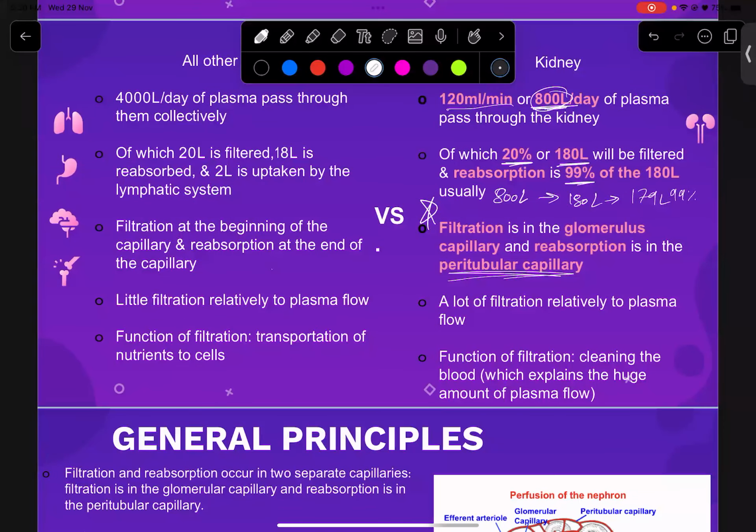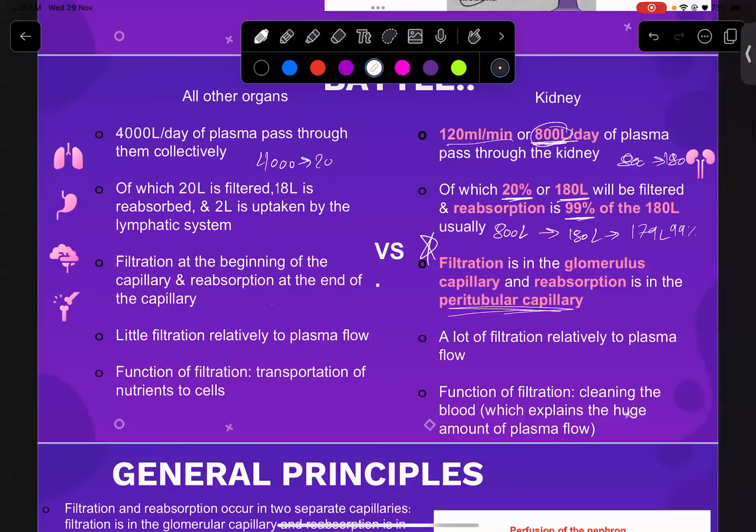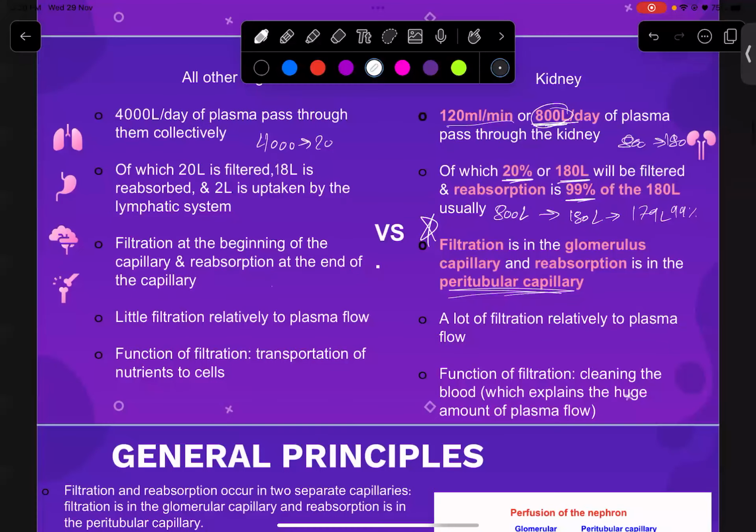Now we have a lot of filtration relative to the plasma flow. See how we had only 800, but we filtered 180 out of that. So it's much bigger than the 4,000 to 20 ratio, right? And the reason for this is again the purpose of the filtration. Here in the kidney, we care about cleaning the blood, which explains the huge amount of plasma that's passing through it. Okay, so again, I want you to memorize all of the values right here because you'll be tested on it heavily, everything that is in pink.